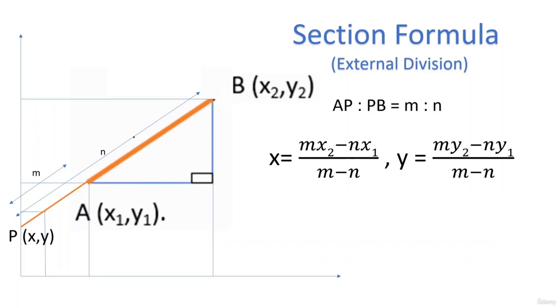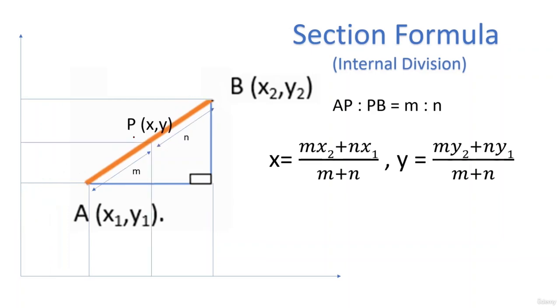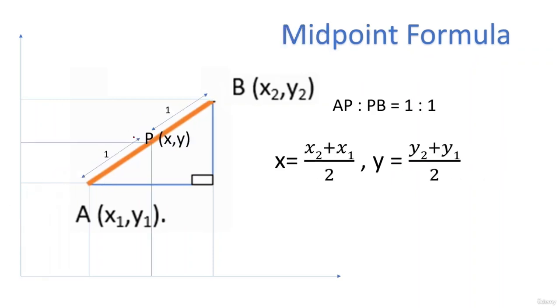Now guys, in the section formula we saw earlier, internal division, what if m and n both become equal? If m and n both become equal, P becomes the midpoint, right? Substituting the value of m and n both as 1, you get x equals x2 plus x1 divided by 2, and y is y2 plus y1 divided by 2. It is called the midpoint formula.